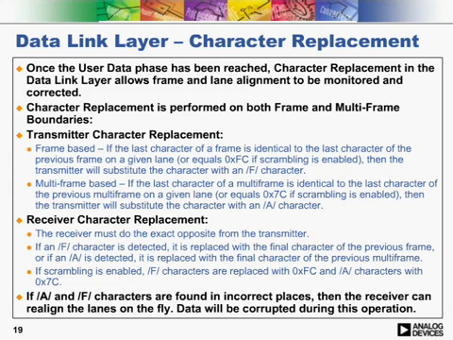In receiver character replacement, the receiver must do the exact opposite of what is done in the transmitter. If it detects an F control character, it is replaced with the final character of the previous frame. When an A control character is detected, it is replaced with the final character of the previous multi-frame. And when scrambling is enabled, the F control characters get replaced by hex value FC, and the A control characters get replaced by hex value 7C. If the receiver detects F or A control characters in the wrong place, it can realign the lanes. However, during this operation, data will be corrupted.